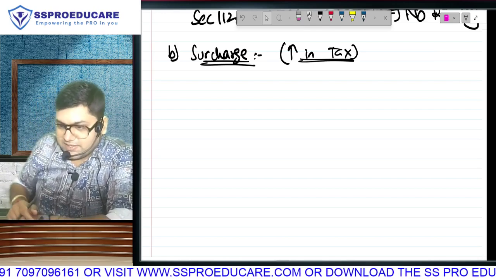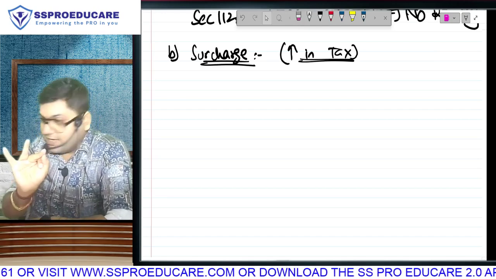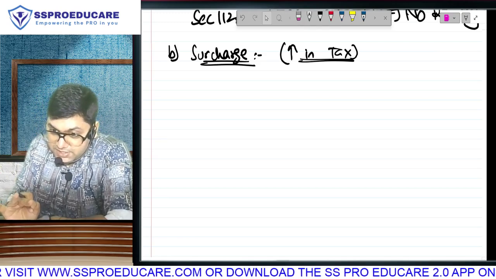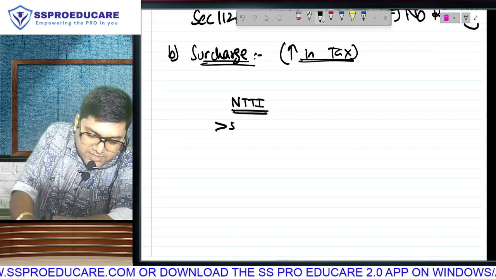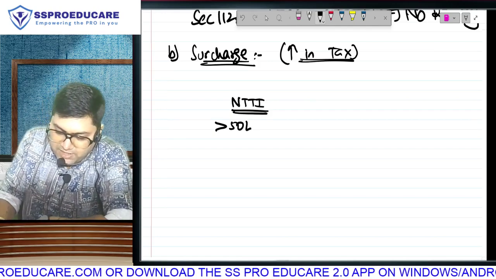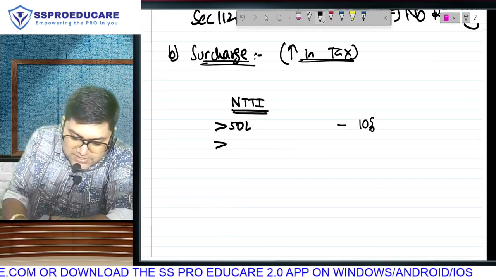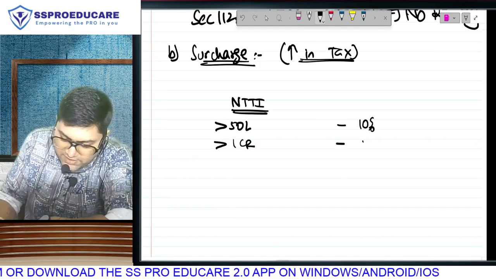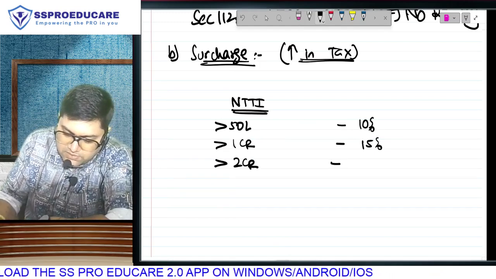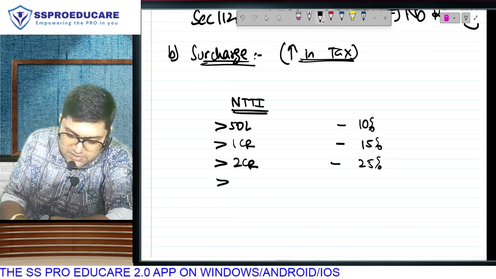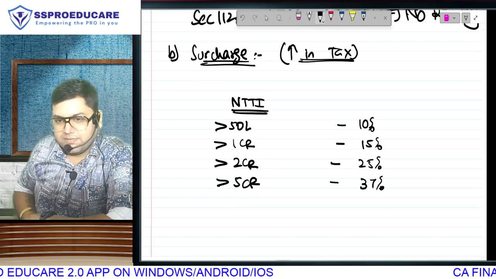अभी rebate के लिए there are 3 conditions. What were the 3 conditions? Resident, individual, and income का figure. In surcharge, there is only and only one condition. If your income exceeds rupees 50 lakh, you will have to pay surcharge of 10%. But later, if your income exceeds 1 crore, you will have to pay surcharge of 15%. If your income exceeds 2 crore, you will have to pay 25%. If your income exceeds 5 crore, you will have to pay 37% surcharge.